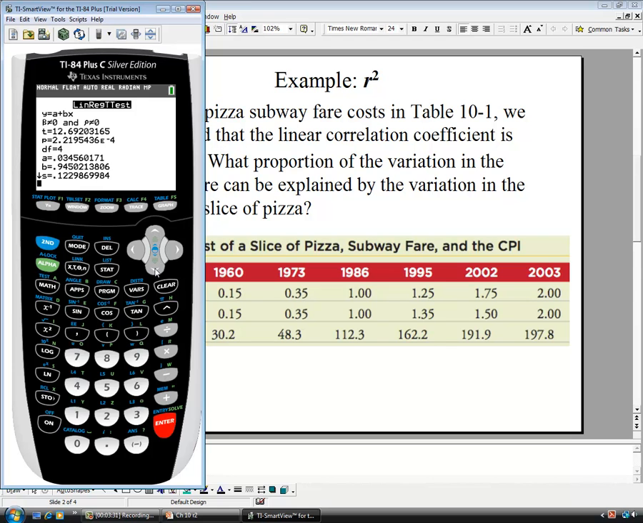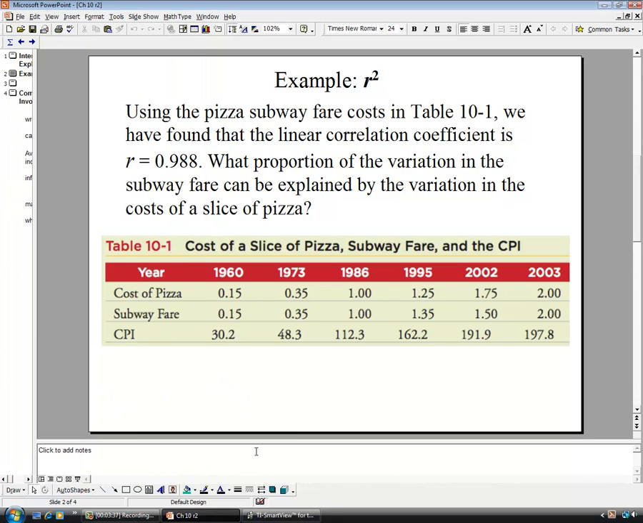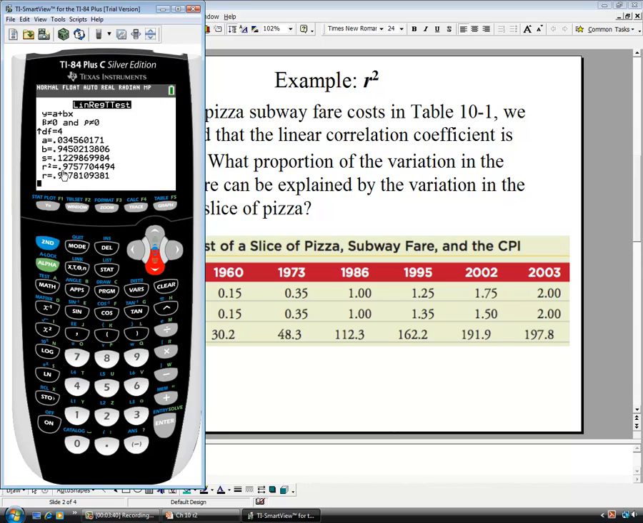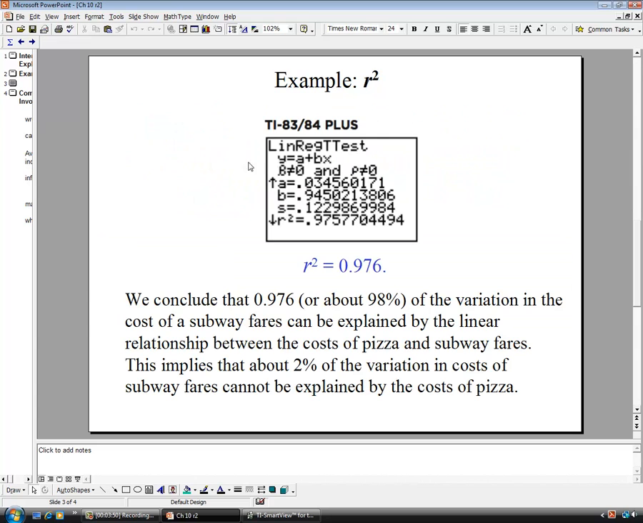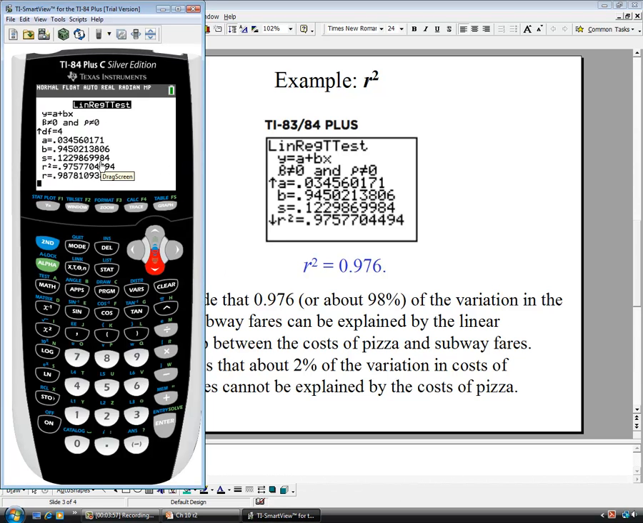So let me scroll down to the end where we have the r and the r squared value. So the r value is 0.9878 or 0.988, and the r squared value is 0.9757. So this number raised to the second power will be this number here. And that's how you calculate it using the linreg-t test. And here is a box output from the TI-83/84, much like you can see here.